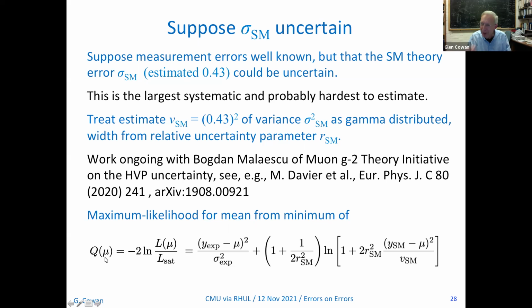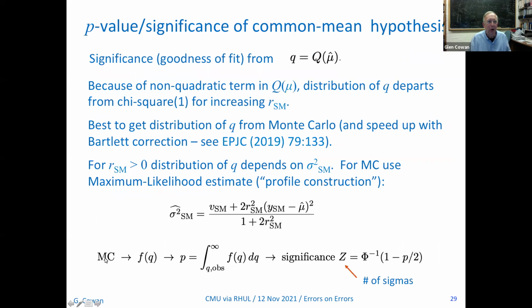That's not interesting. What is interesting is the level of goodness of fit between them. So the goodness of fit statistic then is the value of that quantity at its minimum. Now, I want to consider quite large values of little r, and so this is going to break the asymptotics. And so I've used Monte Carlo to get the distribution of the statistic. For certain regions, I've sped that up with a Bartlett correction. And then from the corresponding p-value, I get the significance, which I guess most statisticians would just call the z-score.